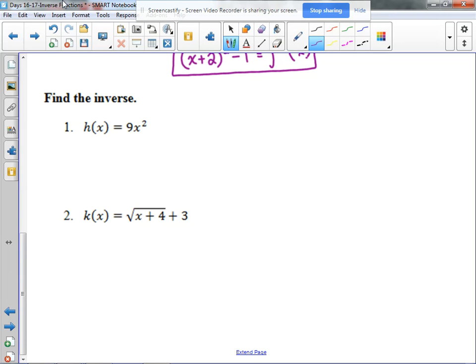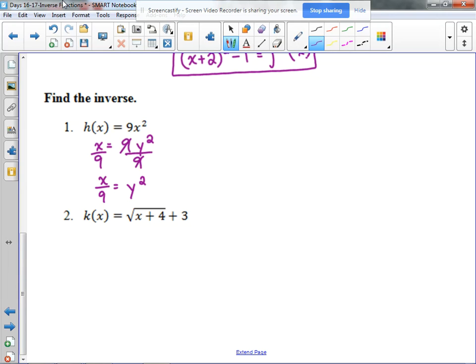H of x is equal to 9x squared. Let's switch x and y. X is equal to 9y squared. Nothing to add or subtract. So we go to multiply and divide. It's being multiplied by 9. The opposite of that is dividing by 9. So we have x over 9 is equal to y squared.